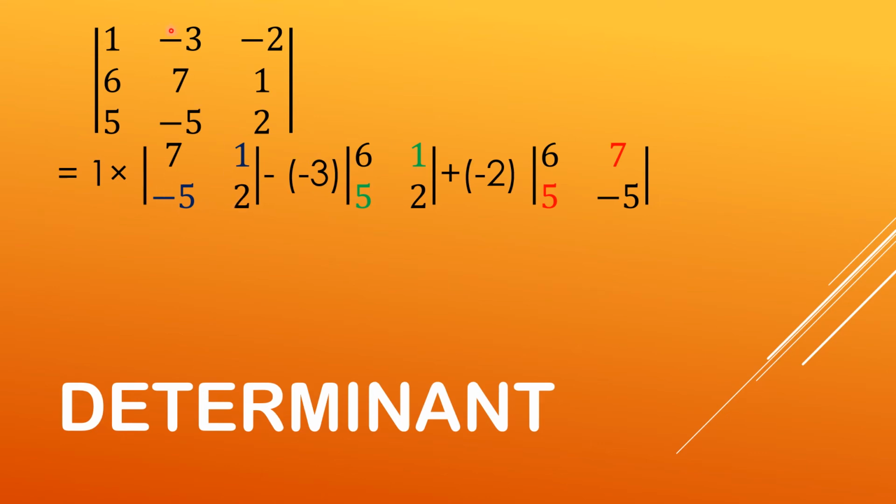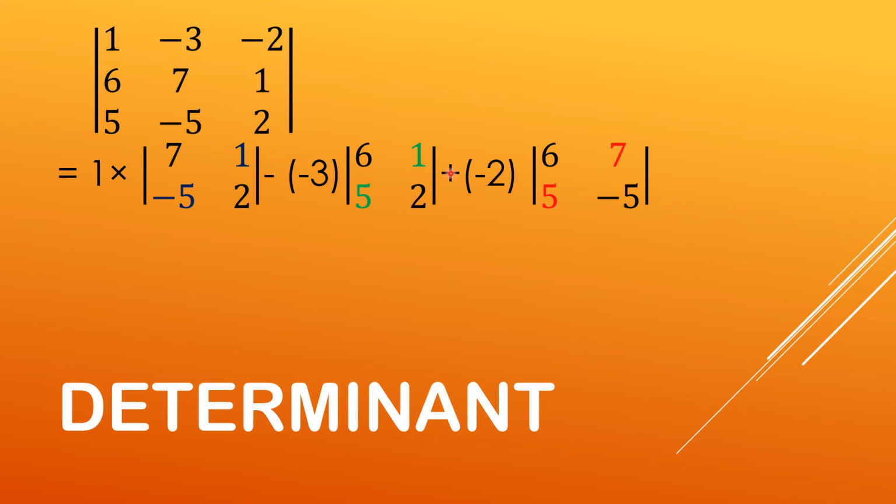Now, the second element is given a negative sign. We write this negative sign for the second element here. Then we take the second element, which is minus 3. So, minus 3 into the determinant obtained by removing the row and column containing minus 3. That is the determinant 6, 1, 5, 2.